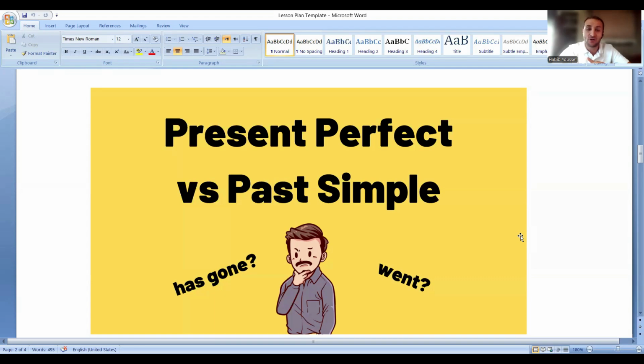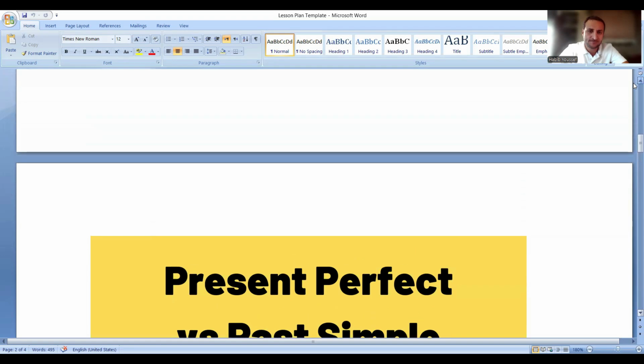Today we're going to learn together how to use the present perfect and the past simple correctly. So let's go right away to these two verbs, has gone and went. Has gone is in the present perfect, went is in the past simple. That's the first piece of information I want you to know.